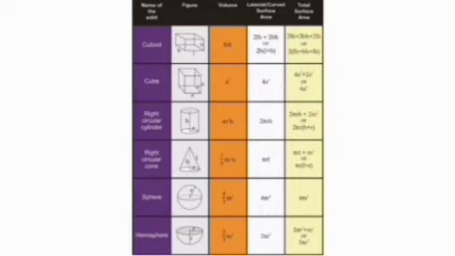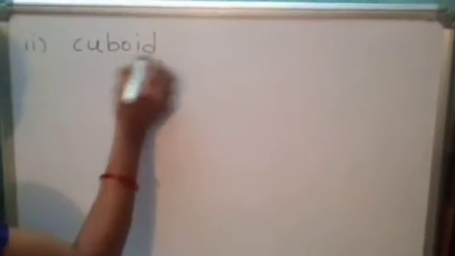Important formulas for this chapter. First formula is cuboid. Cuboid shape.